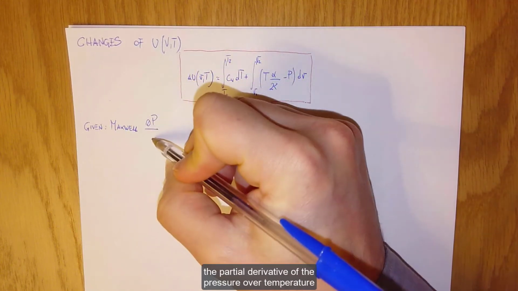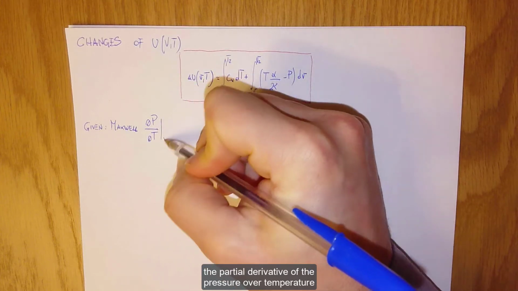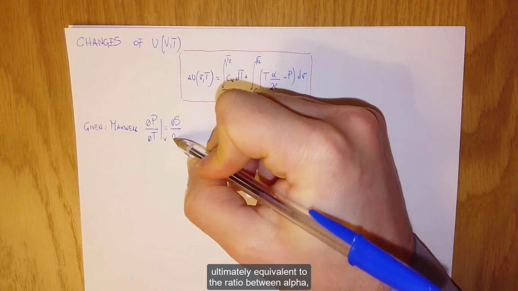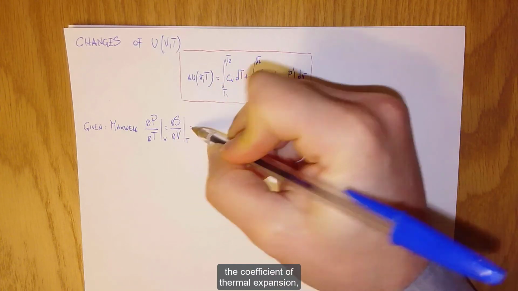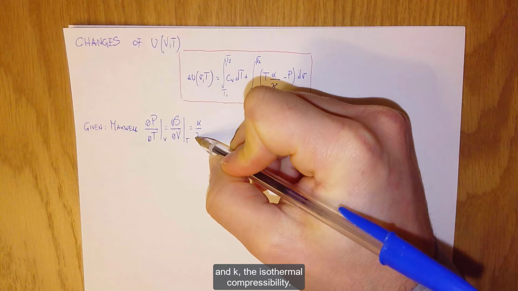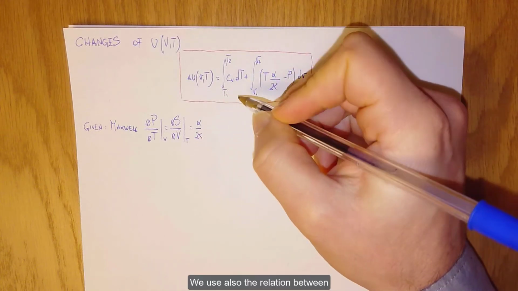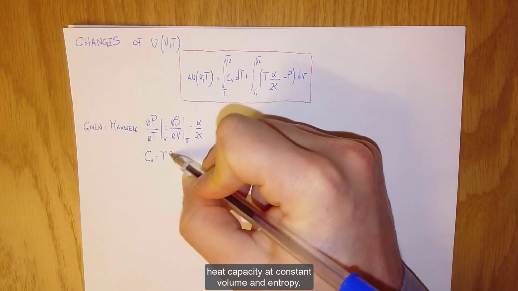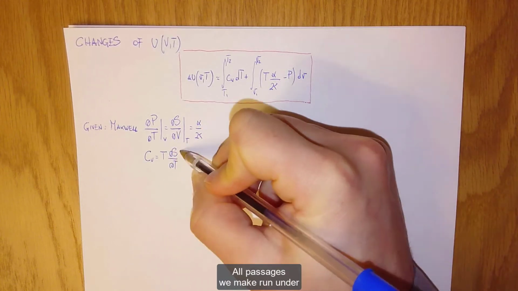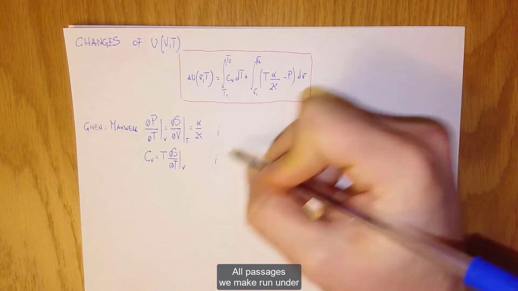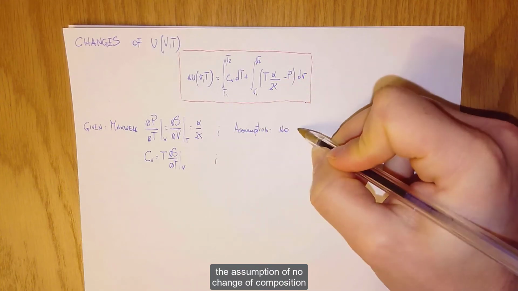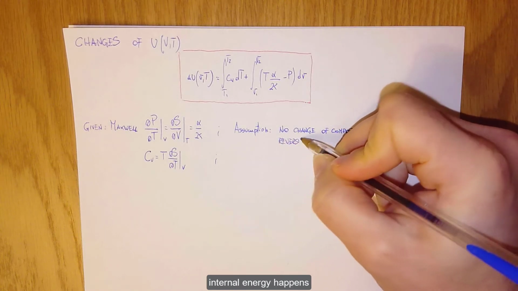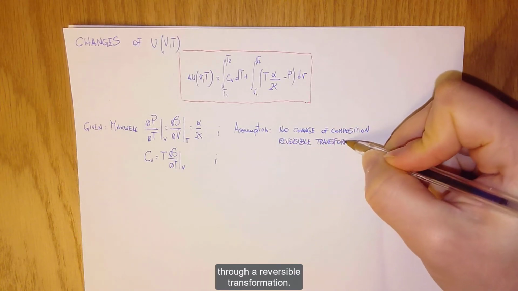We will use again a well-known Maxwell relation. We have seen that the partial derivative of the pressure over temperature at constant volume is ultimately equivalent to the ratio between alpha, the coefficient of thermal expansion, and K, the isothermal compressibility. We use also the relation between heat capacity at constant volume and entropy. All passages we make run under the assumption of no change of composition, and that the change of internal energy happens through a reversible transformation.